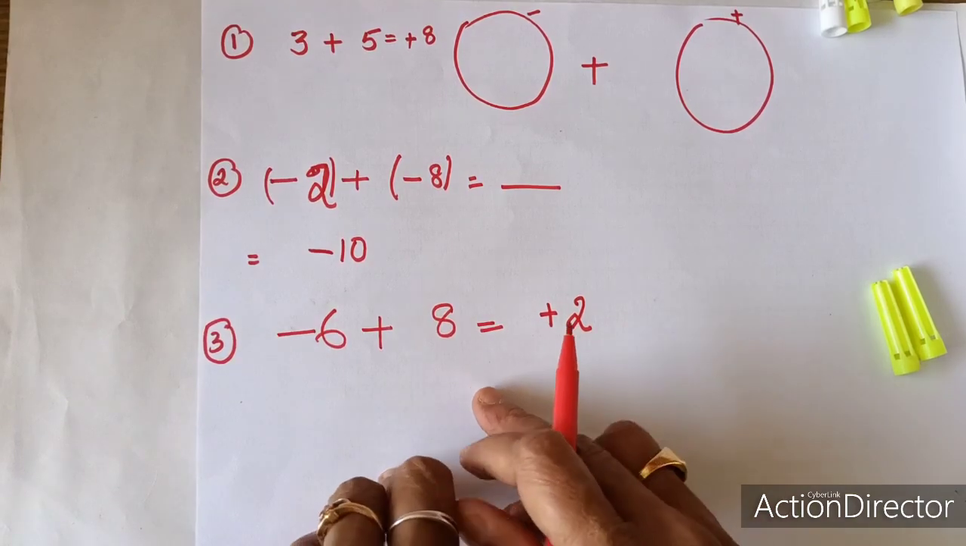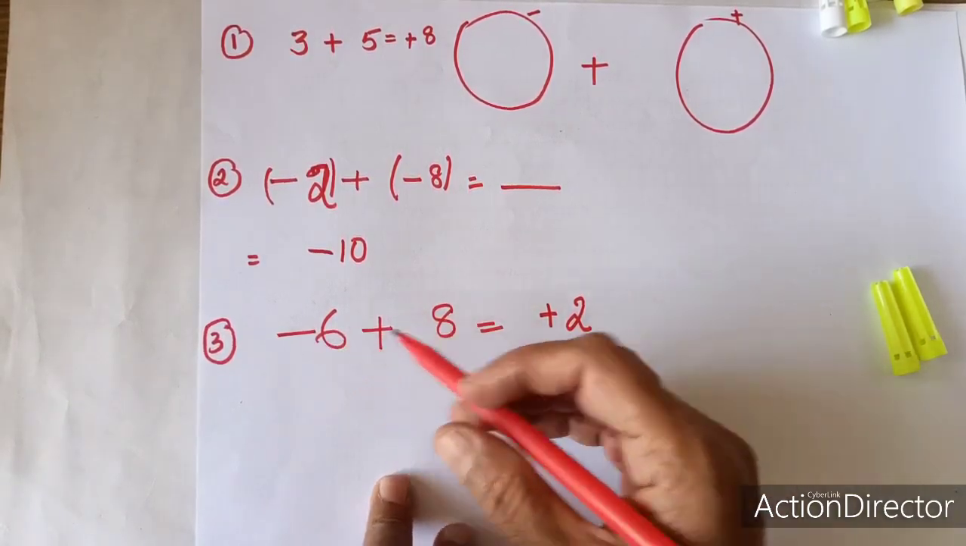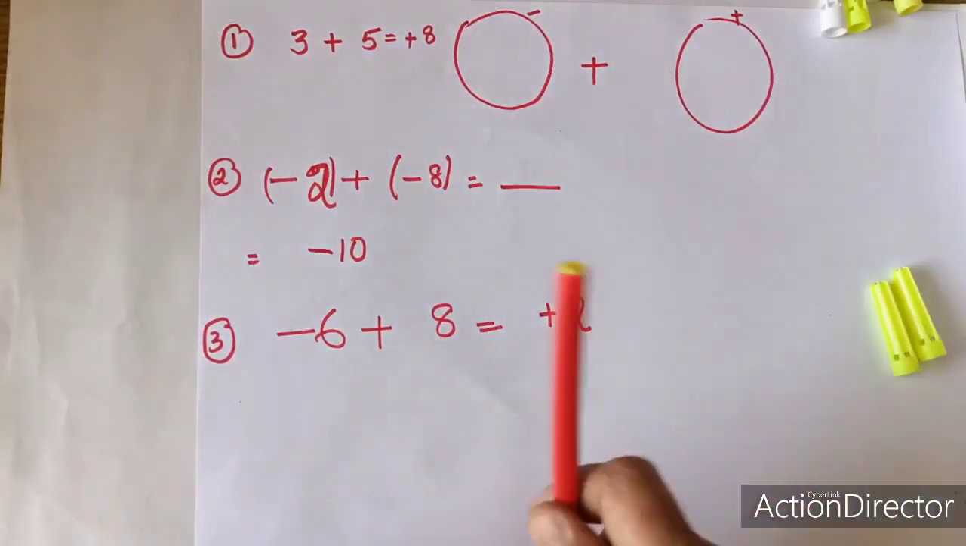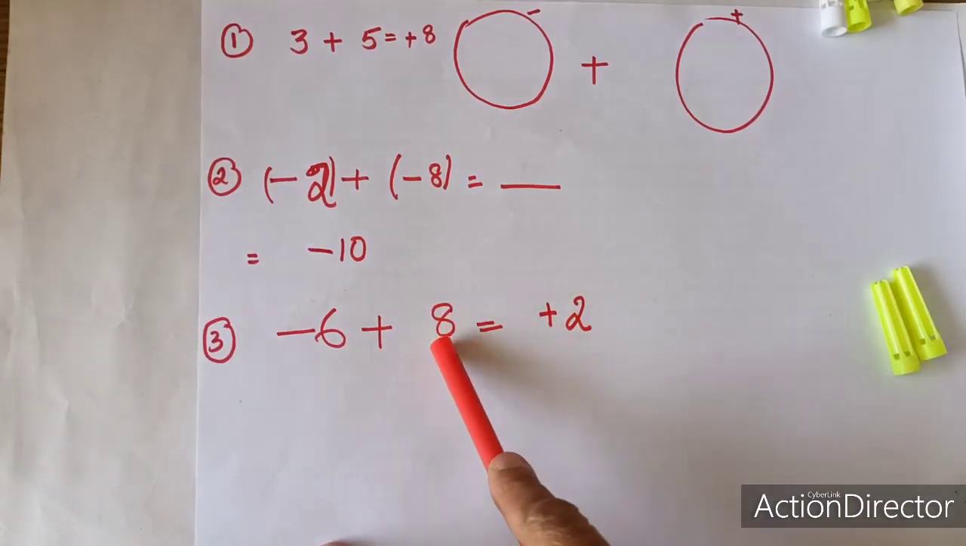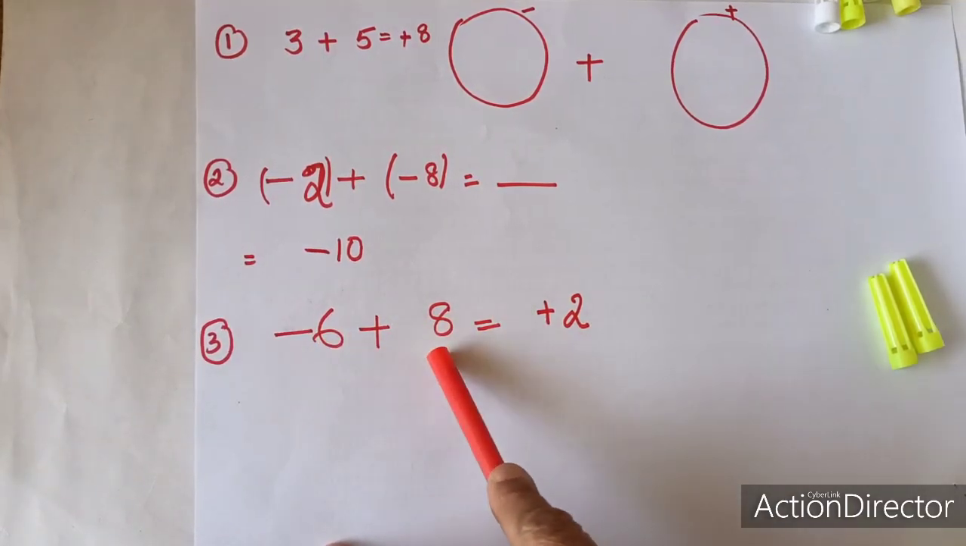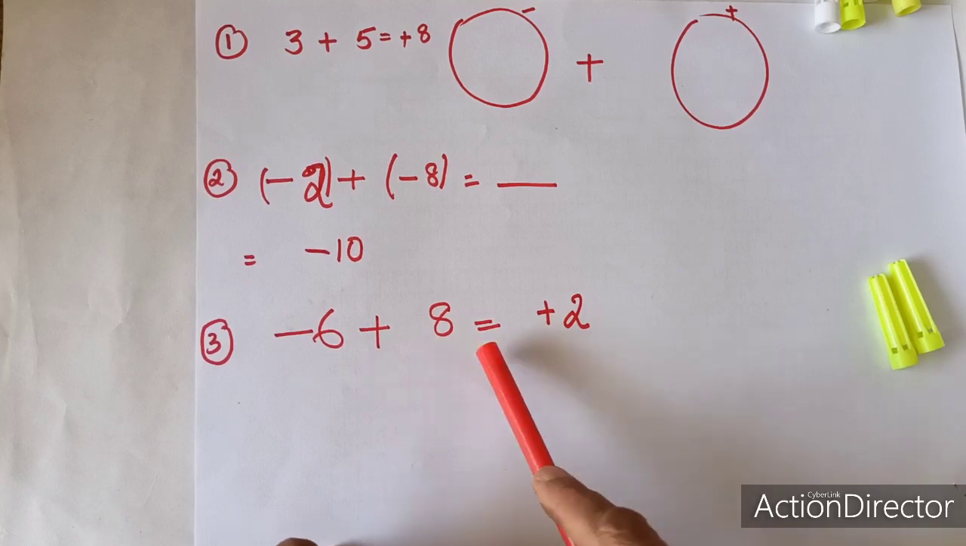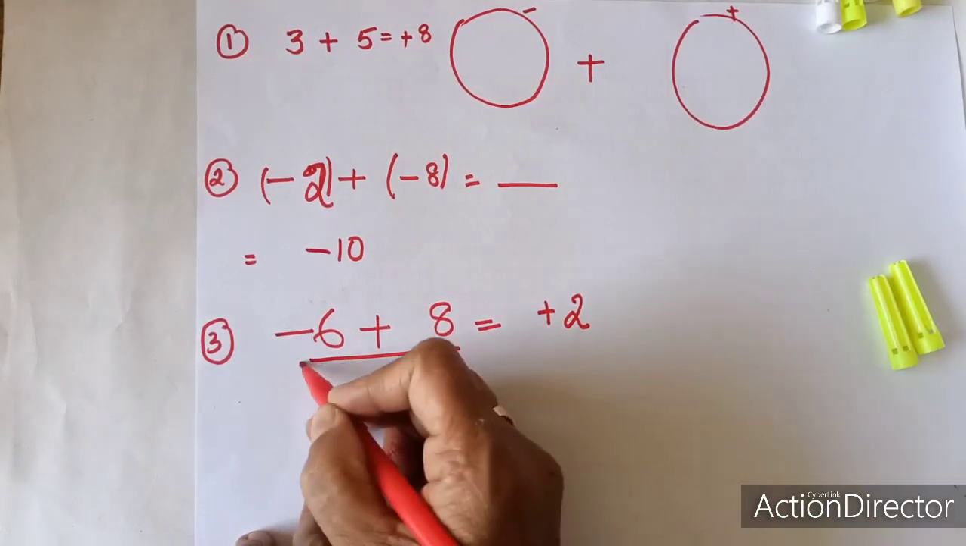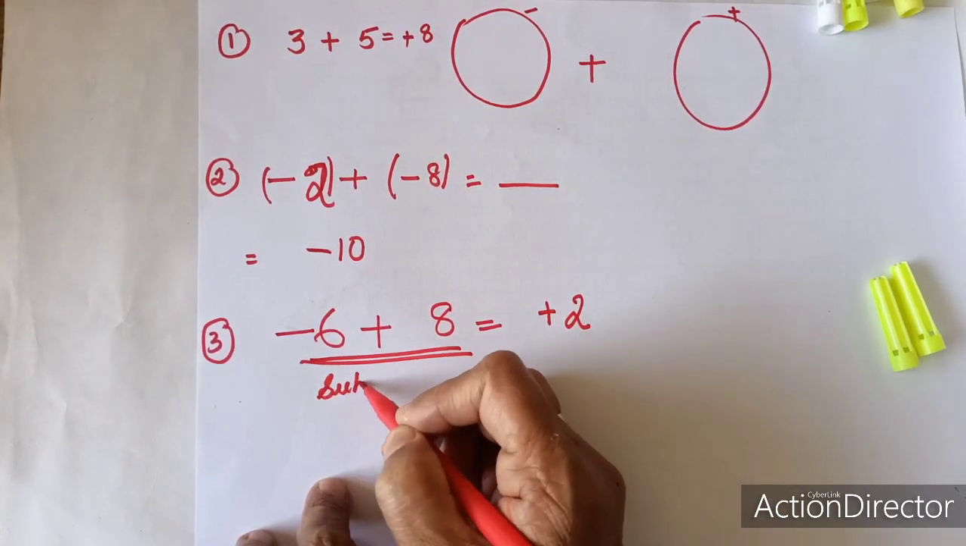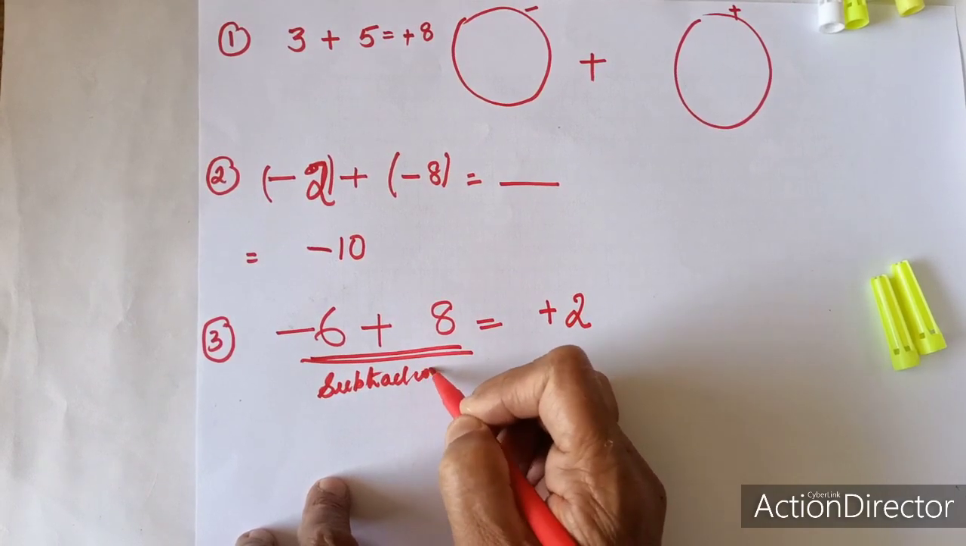In general we can say that when the caps are opposite, when you have a mixture of white caps and yellow caps, there will always be a subtraction of the magnitudes.